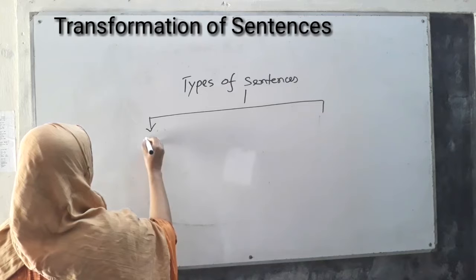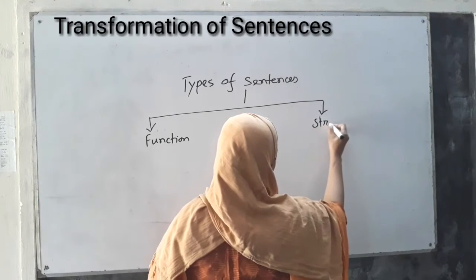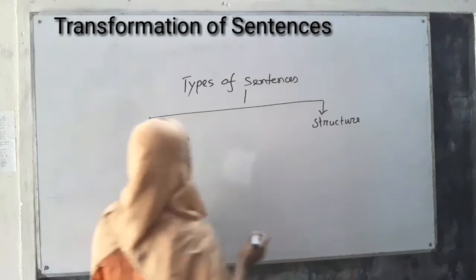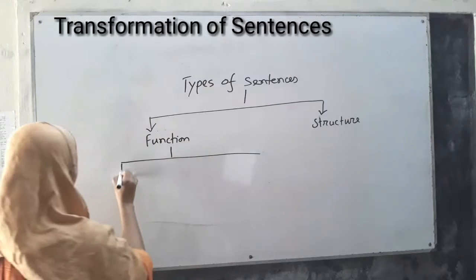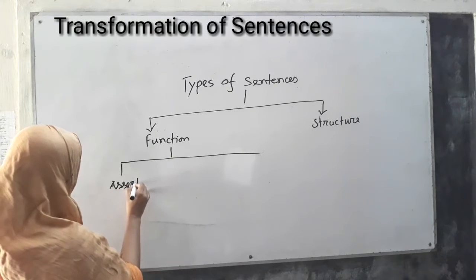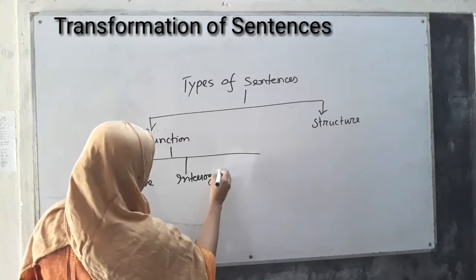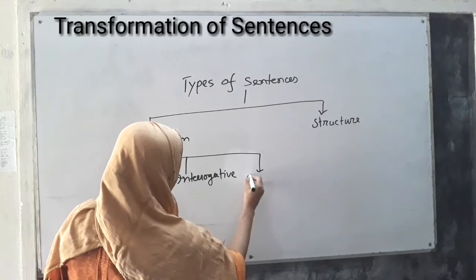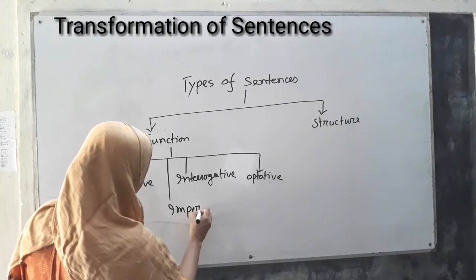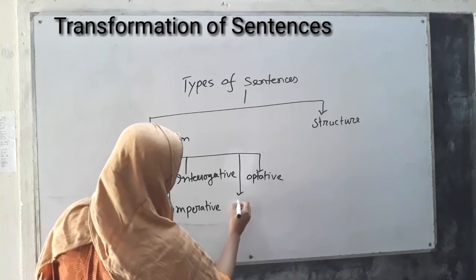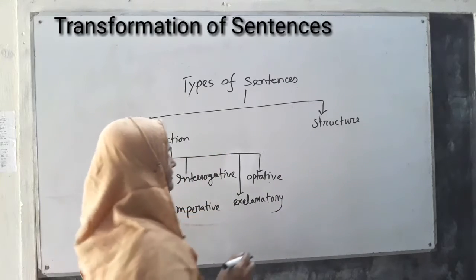There are two types of sentence, functions and structure. কাজের দিক দিয়ে and গঠনের দিক দিয়ে. Functions: assertive or declarative, interrogative, optative, imperative, and exclamatory sentence. And structures: simple, complex, and compound.